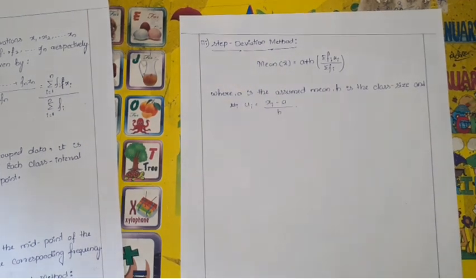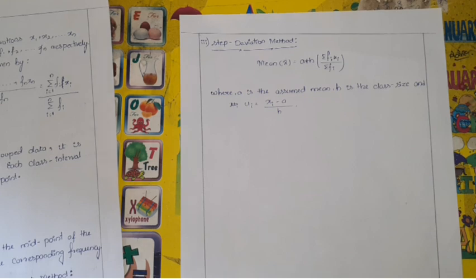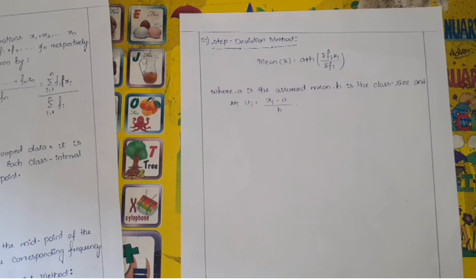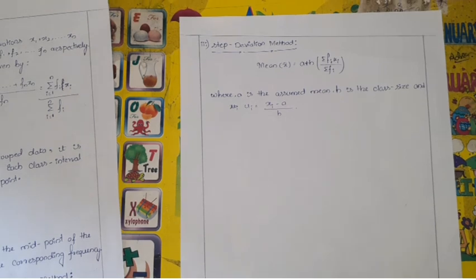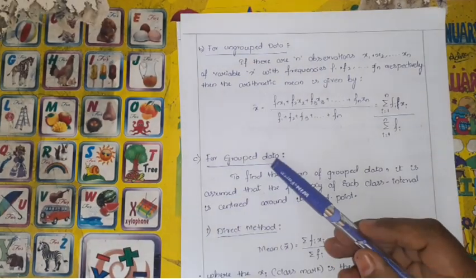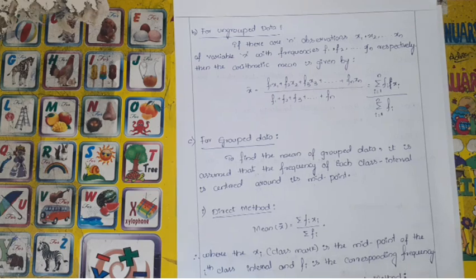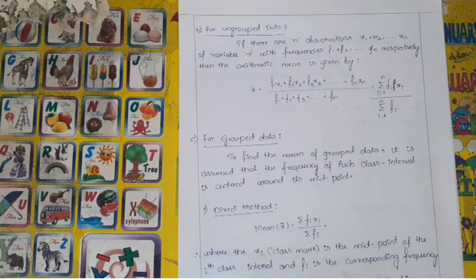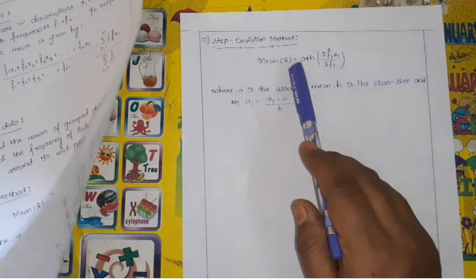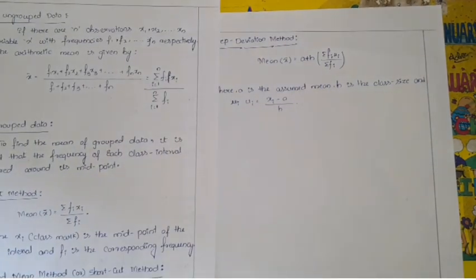Okay, move on to the next method. Step deviation method: mean x bar is equal to a plus h times the sum of fi ui by the sum of fi, where a is the assumed mean, h is the class size and ui is equal to (xi minus a) by h. So we need to calculate using these methods: first the direct method, then the assumed mean method and also the step deviation method. We need to calculate the problems one by one.